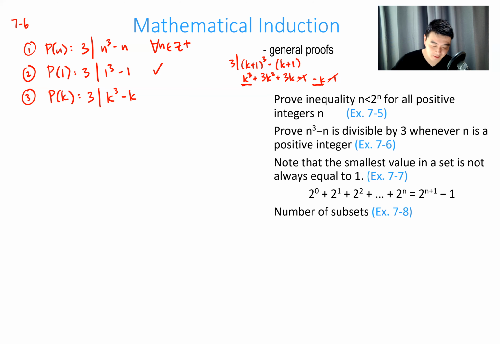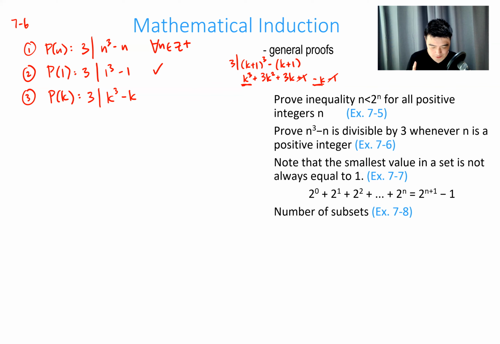Okay, so let me repeat that. So k cubed minus k is divisible by 3. 3k squared is divisible by 3. 3k is divisible by 3. All three of these are divisible by 3. When we add them together, it will still be divisible by 3. Okay, but how do we make this argument? Because we're kind of going backwards here.